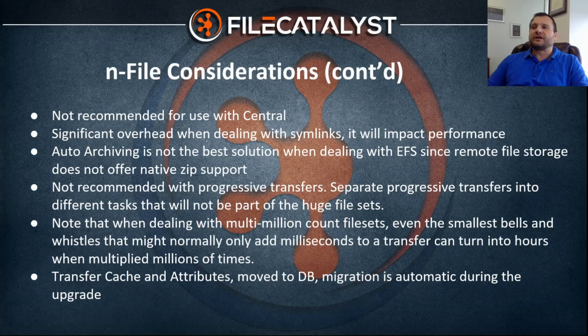Auto archiving, as I mentioned, where you can bundle a bunch of files into a smaller, larger zip file and transfer a zip file and unzip it, does not work with EFS. So if you're using any object storage, I would recommend not enabling auto archiving. Also, we don't recommend using this with progressive transfers, meaning transferring files that are still growing. This will slow things down quite a bit. It's probably better to create a subtask and hot folder that deals with growing files.